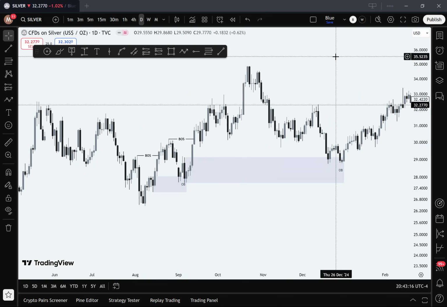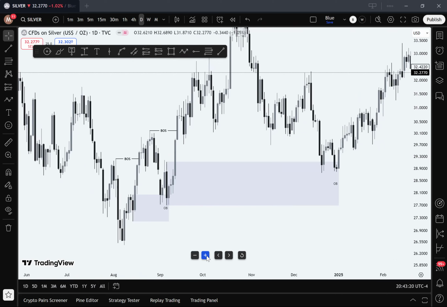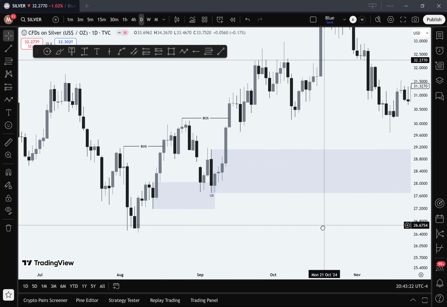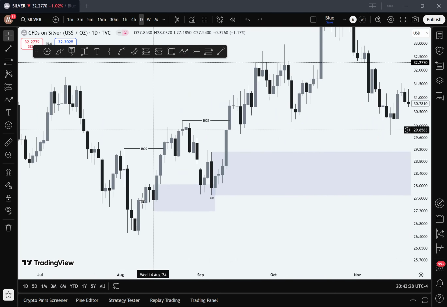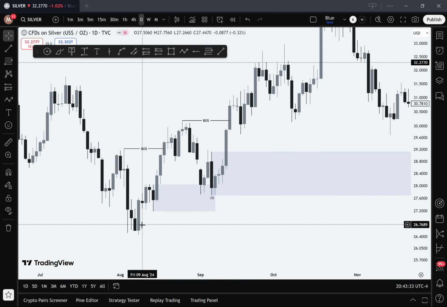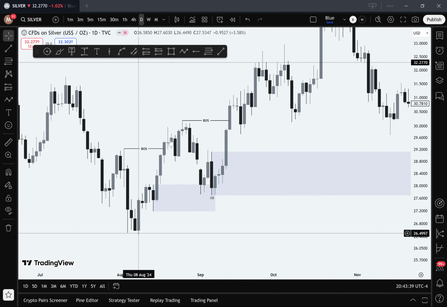So let's see what happens right here. Let's zoom in and then see what happens. So you can see clearly from here that this move right here, from this low to this upside, had an energetic move. That's what I call displacement. Okay. An energetic move that broke structure.